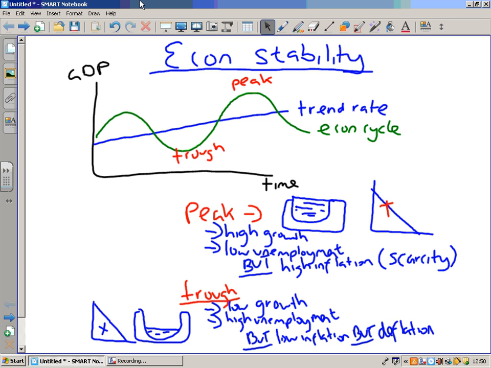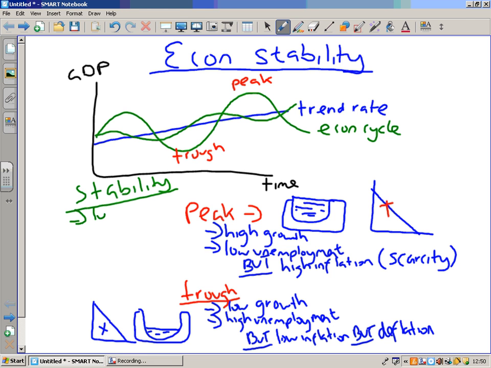So economic stability is a target that we're trying to achieve, and what it will mean is, if we can achieve that, this green economic cycle will start to fluctuate nearer to the blue line. It becomes much easier to plan for the future. It will mean we won't have peaks or troughs anymore. They will be a lot smaller than what they were previously. So if we have stability, what this should mean is that peaks and troughs become a thing of the past.